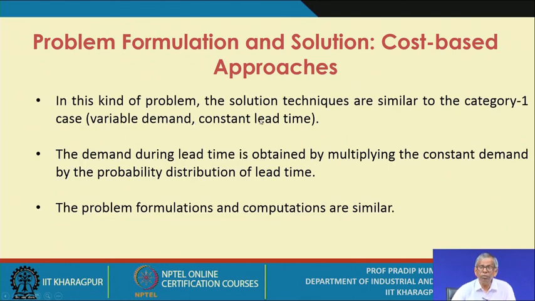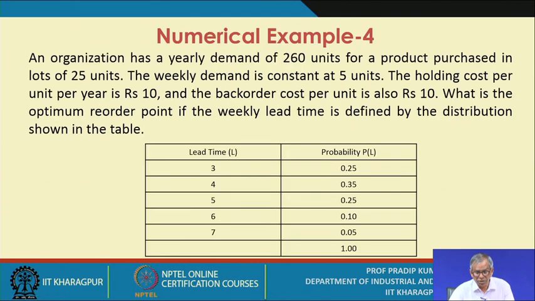Now in this kind of problem, the solution techniques are similar to the category 1 case, that is the variable demand and constant lead time. The demand during lead time is obtained by multiplying the constant demand by the probability distributions of lead time, and the problem formulations and computations are similar. Okay, so these points may please be noted, and here is one numerical example.